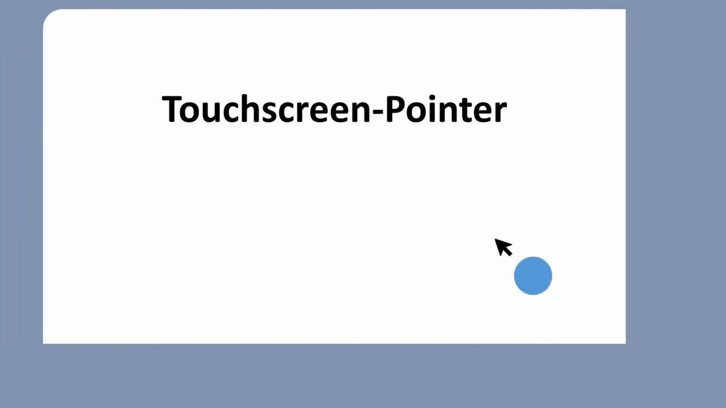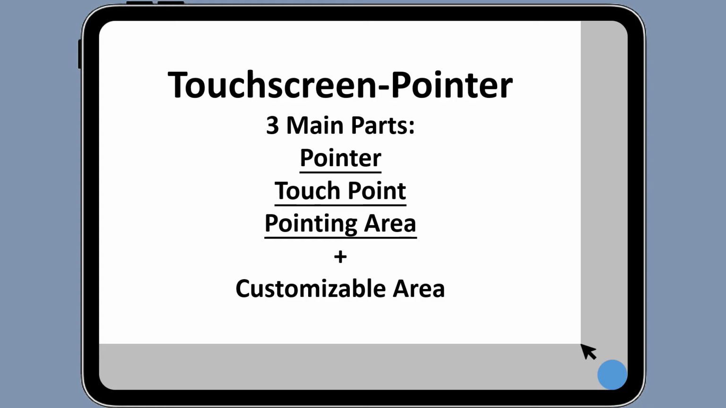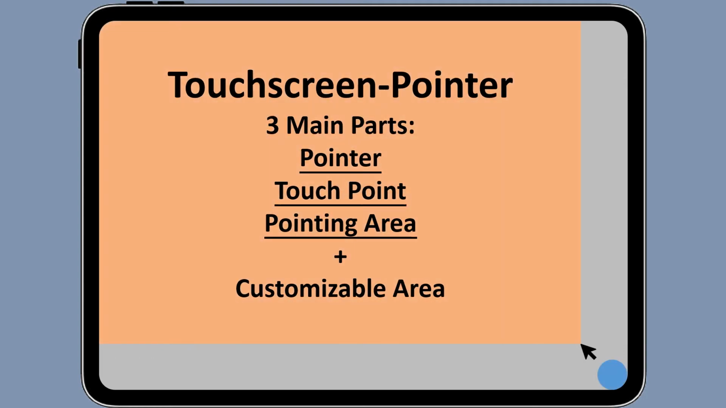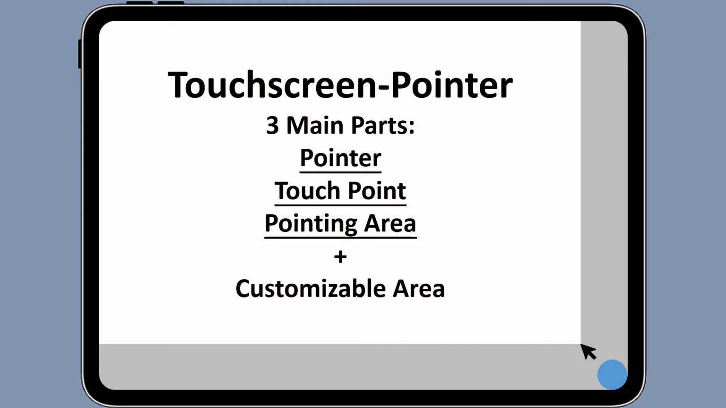Touchscreen Pointer consists of three main basic parts: pointer, touch point, pointing area, and customizable area.